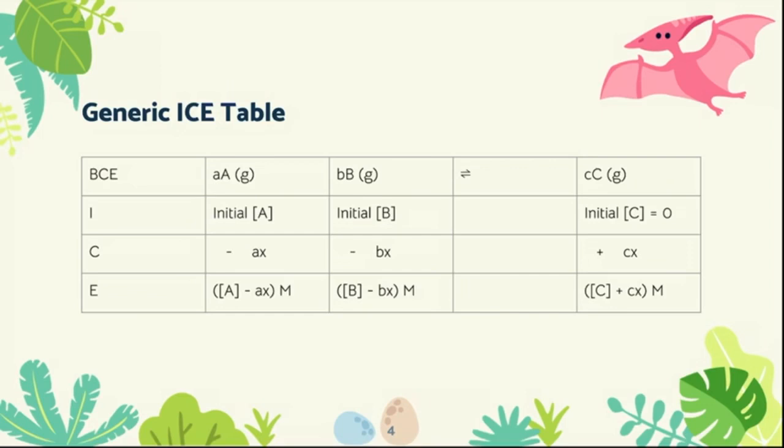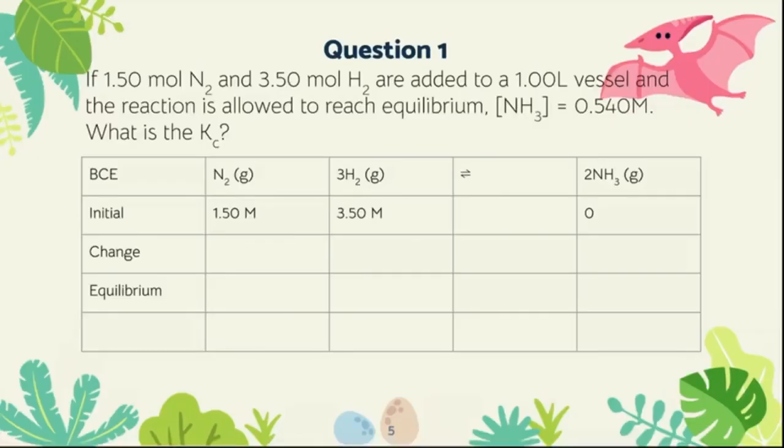And in the last row, we have the combination of the second and third, I plus C is going to be equal to E, and that's how we find the equilibrium concentration, by adding the initial and either subtracting or adding the change in concentration. So now that we know what an ICE table is, we can use that to solve this first question.